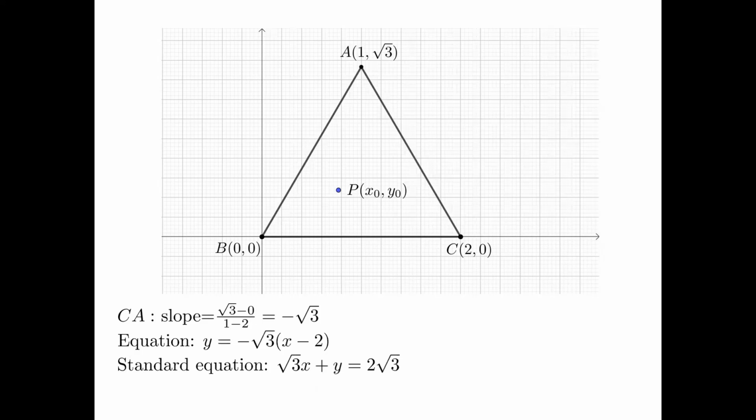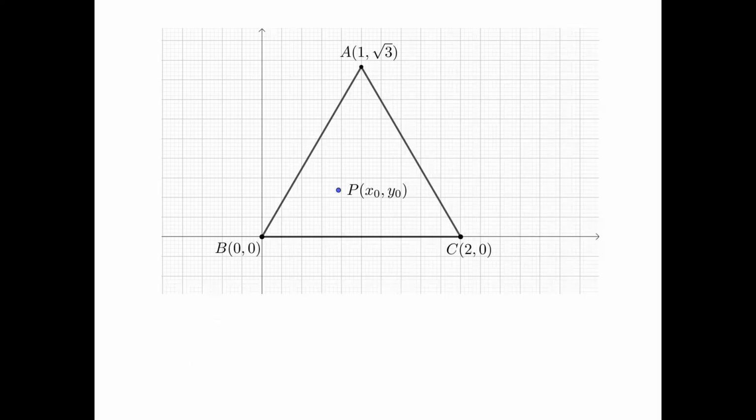In order to normalize the equation, we calculate the square root of 3 squared plus 1 squared. We have 2 squared, so we need to divide by 2 on both sides of the equation to get the equation normalized. After we get the normalized equation, we can calculate the distance from P to AC by substituting x0, y0 into the equation, calculating the difference, and then taking the absolute value.